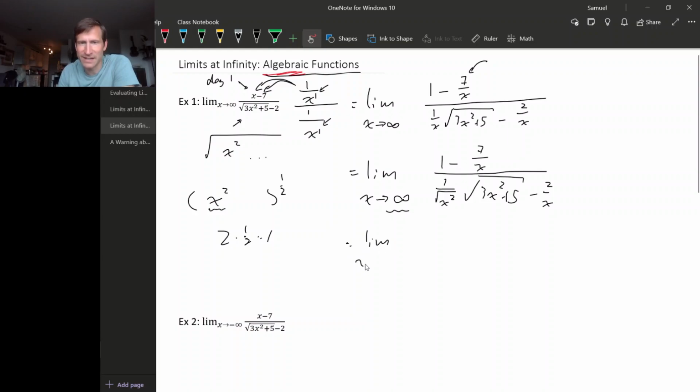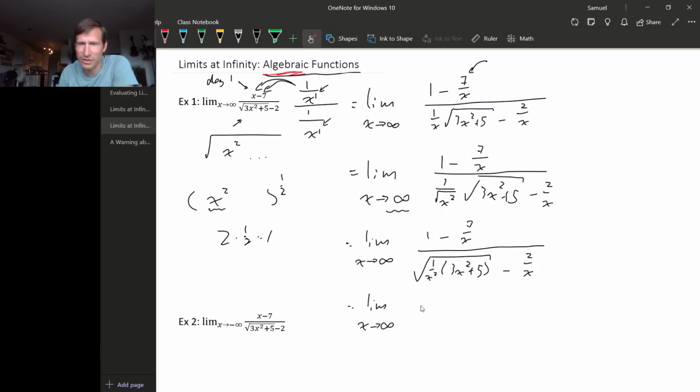So limit as x goes to infinity of 1 minus 7 over x over, now inside this square root we have 1 over x squared times 3x squared plus 5 then minus 2 over x. So limit as x goes to infinity of 1 minus 7 over x over square root of, now when we distribute this 1 over x squared inside of this square root, we get 3 plus 5 over x squared. All right, and minus 2 over x.